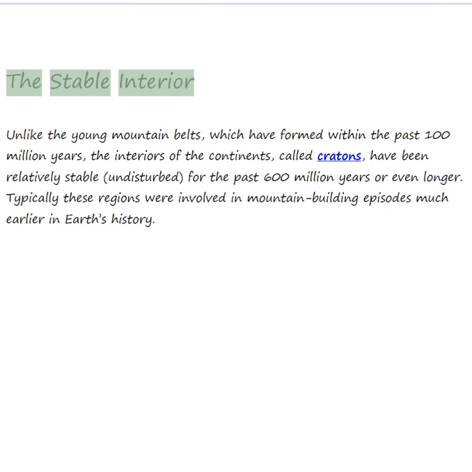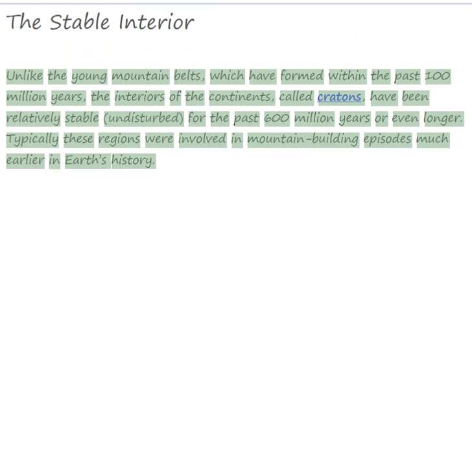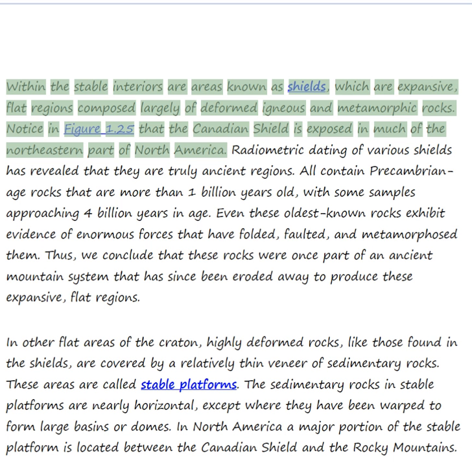The stable interior. Unlike the young mountain belts, which have formed within the past 100 million years, the interiors of the continents, called cratons, have been relatively stable for the past 600 million years or even longer. Typically these regions were involved in mountain building episodes much earlier in Earth's history. Within the stable interiors are areas known as shields, which are expansive, flat regions composed largely of deformed igneous and metamorphic rocks. Notice in Figure 1.25 that the Canadian Shield is exposed in much of the northeastern part of North America.